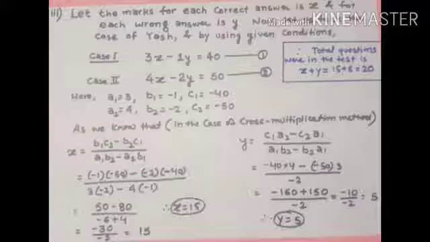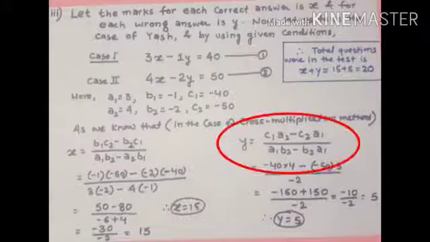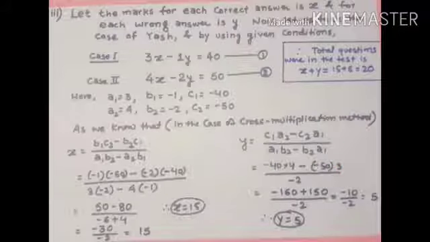The value of x can be calculated as b1 c2 minus b2 c1 divided by a1 b2 minus a2 b1, and on proceeding we get the value of x as 15. Now the value of y can be calculated as c1 a2 minus c2 a1 divided by a1 b2 minus a2 b1, and on solving we get the value of y as 5. So the value of x is 15 and the value of y is 5.